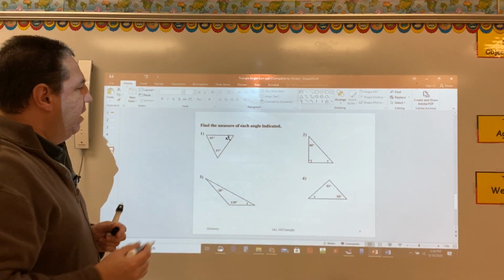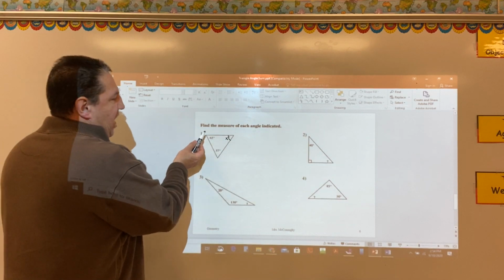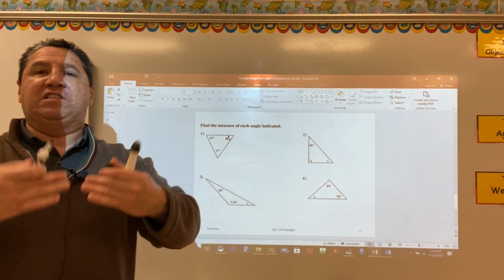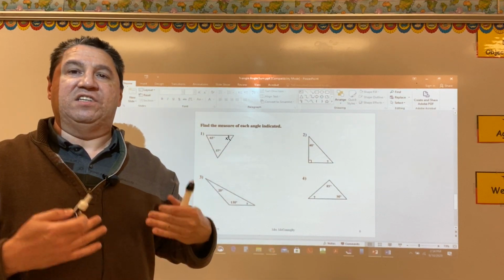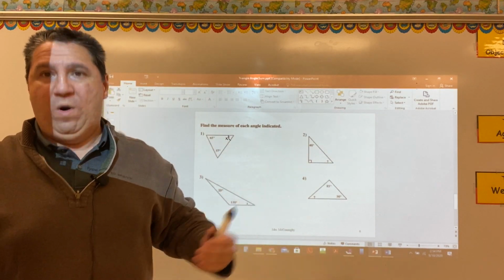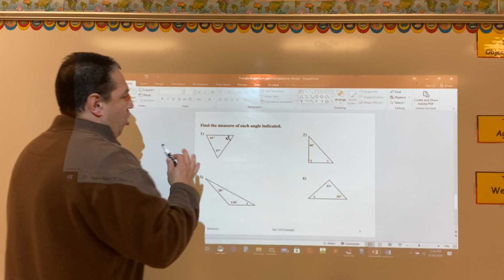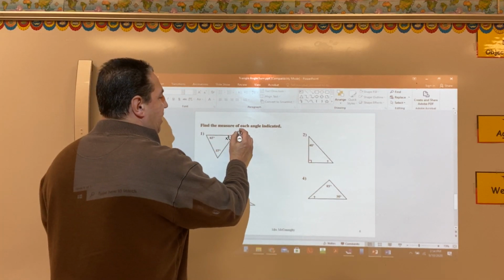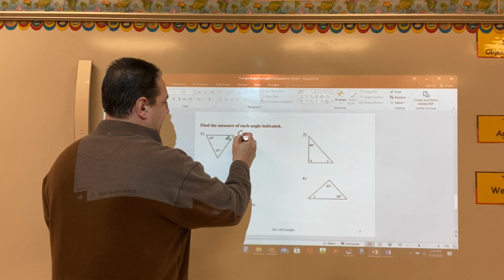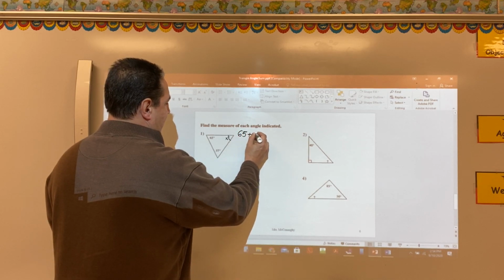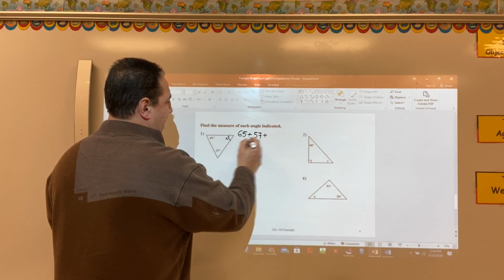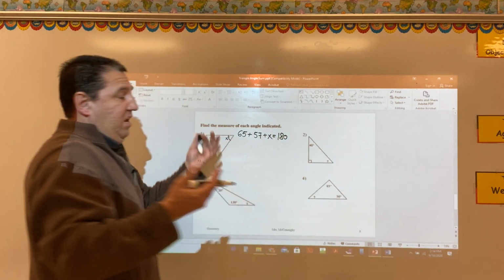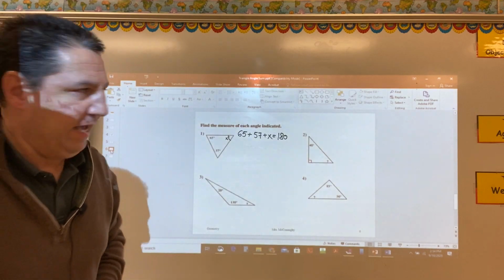It's simple, right? All of these angles are interior angles. We know the sum of the interior angles of a triangle equals 180. So we add all these angles and make them equal 180. So 65 plus 57 plus x equals 180. And we simply solve for x.